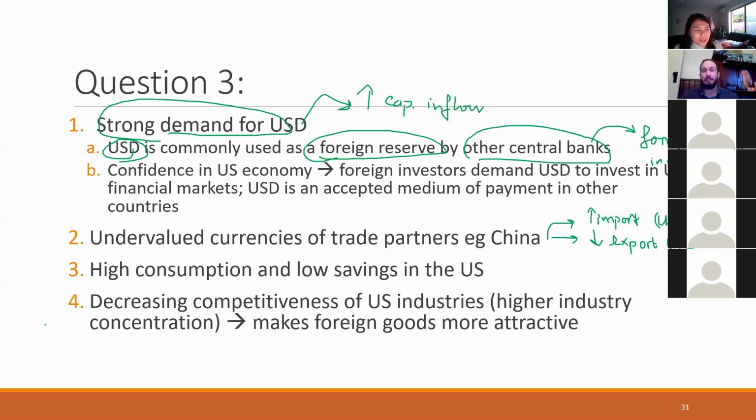But personally, I think especially after the COVID crisis, it shows a lot of issues with the US economy and the US society overall. So I think after this, the investor confidence will not be as good as before.